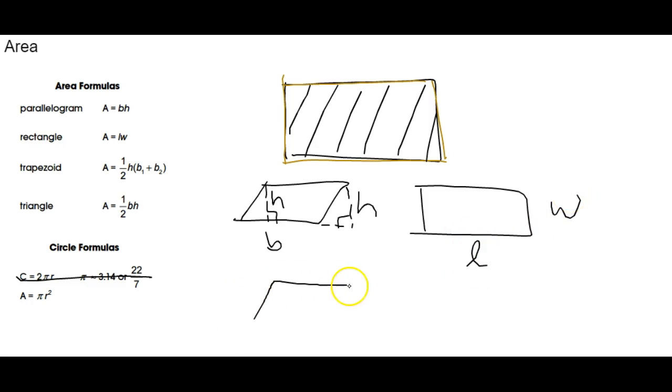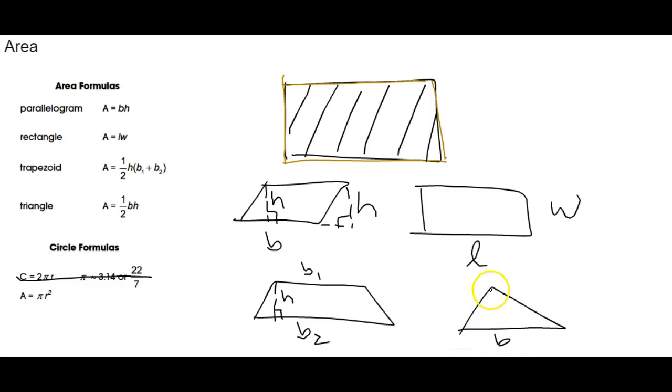On a trapezoid, we have base 1, base 2, and the height is perpendicular to them again. And on a triangle, you have the base and the height is perpendicular to it again. Or if you are given a right triangle, the base and the height are just the outside legs. For a circle, the radius goes from the center to the outside of the circle.